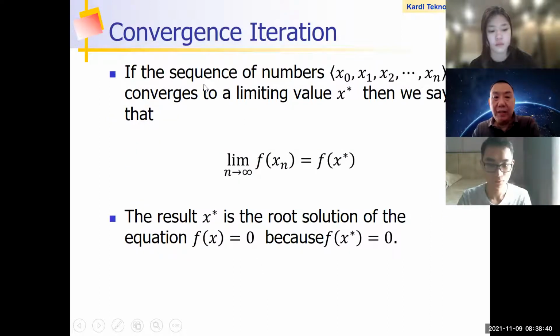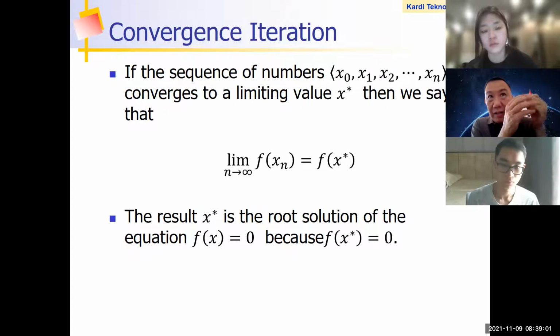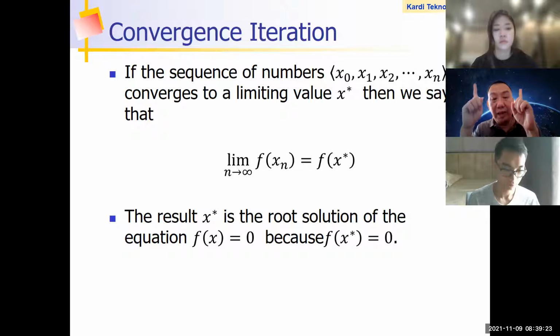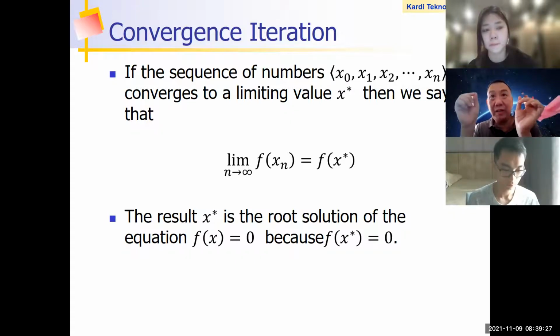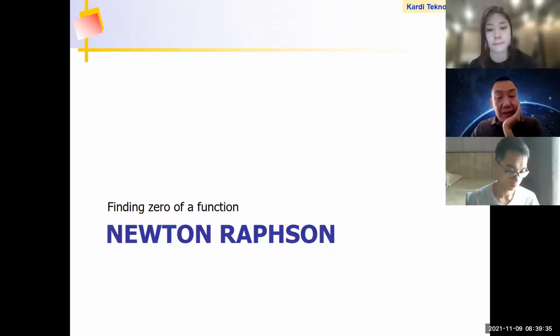So this sequence x0 until xn usually will converge to a limiting value. Let's call this limiting value x star. Mathematically, we say the limit of f(xn) when n reaches infinity is the same as f(x star), so then x star is the root. Mathematically we call it the limit n to infinity, but in reality, if you use Excel later, if xn is close enough, meaning the absolute difference is very small, then you stop the algorithm. So with that background, let's do one algorithm called Newton-Raphson.